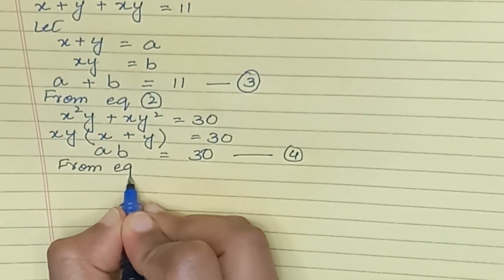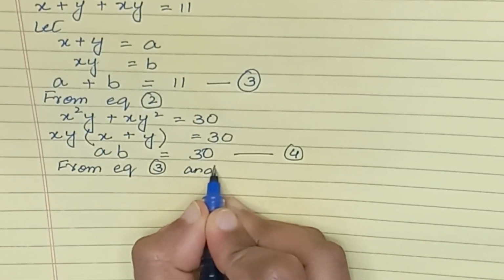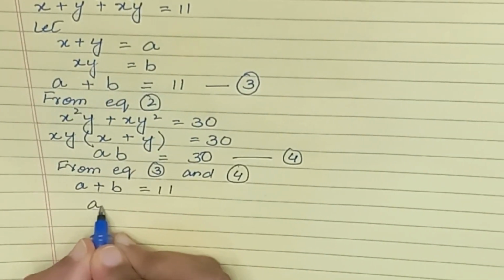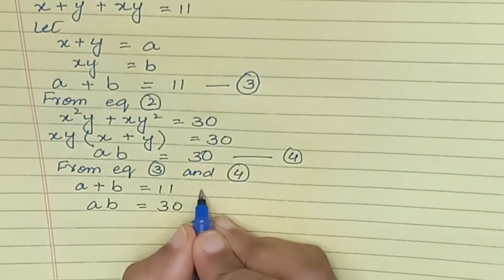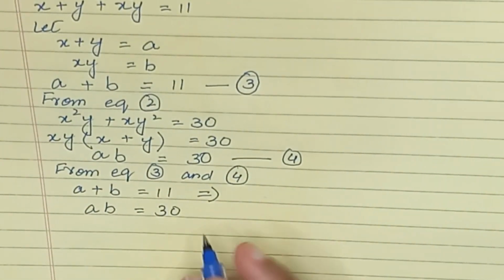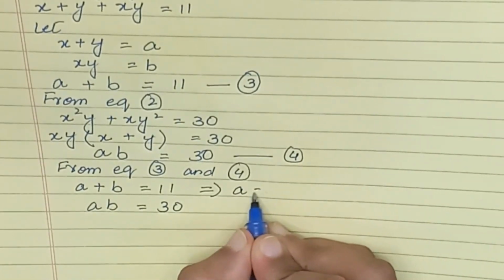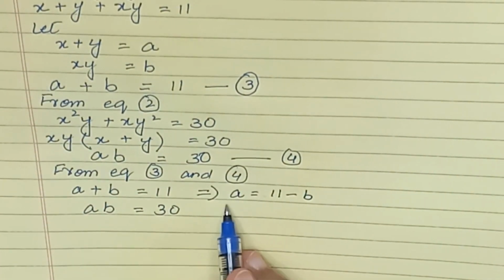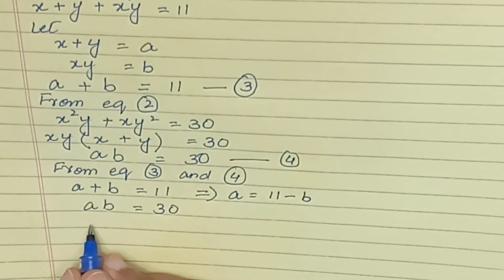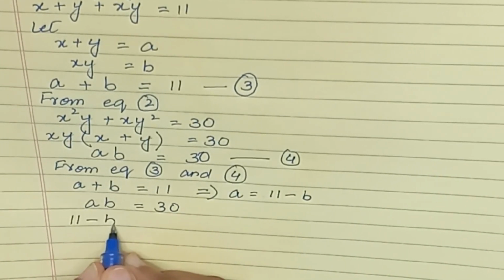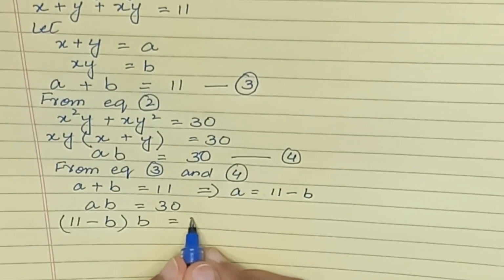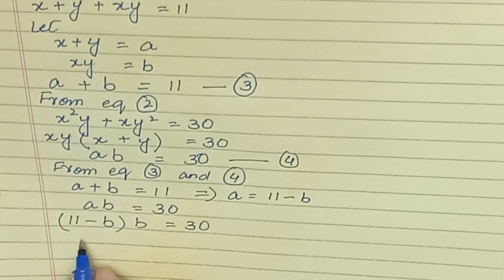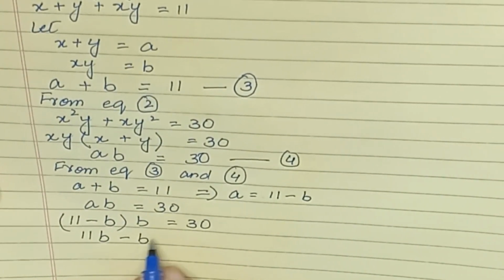So from equation 3 and 4, which are a plus b is equal to 11 and ab is equal to 30, from equation number 3 we can find the value of a, which is a is equal to 11 minus b, in terms of b. So we will put the value of a in equation 4. It will become 11 minus b and b as it is, which is equal to 30. Now this equation has only one variable, so we will solve it easily. It will become 11b minus b square, which is equal to 30.